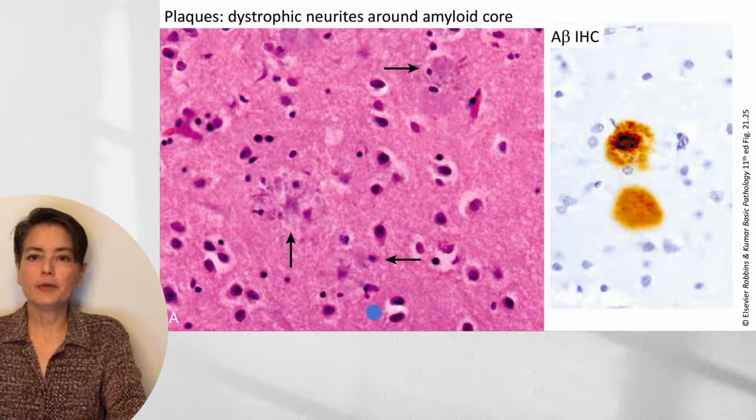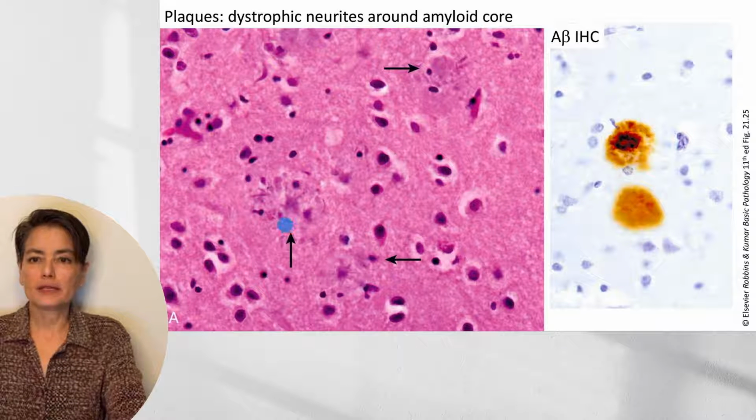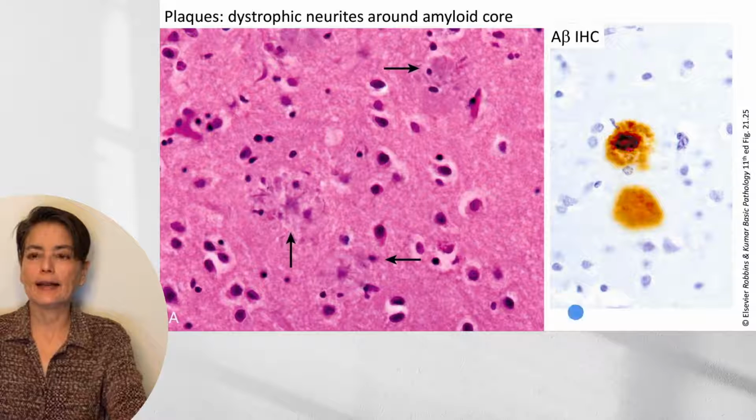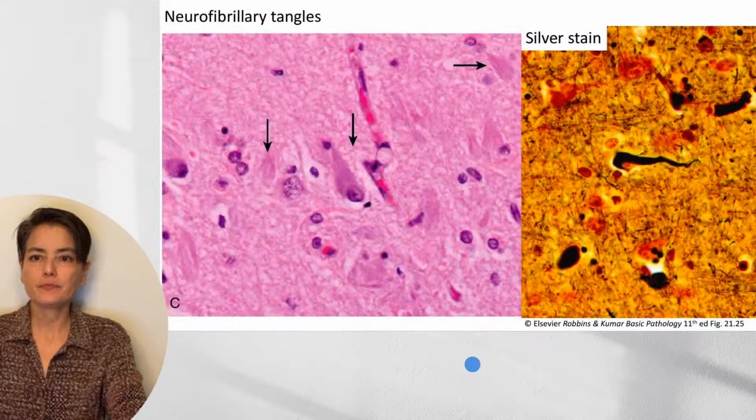This histologic image shows us some of these plaques. You can appreciate one here at the arrow as well as one here. This one is perhaps a little easier to see. You can see there's a central core, and there's also some of these almost fuzzy, convoluted projections. These are those dystrophic neurites surrounding the amyloid core. And if we do an immunohistochemical stain for A beta, you can see that it's at the center of this lesion that we get that A beta deposition.